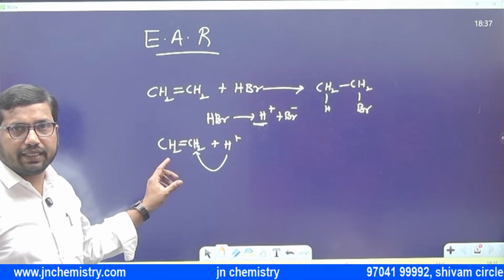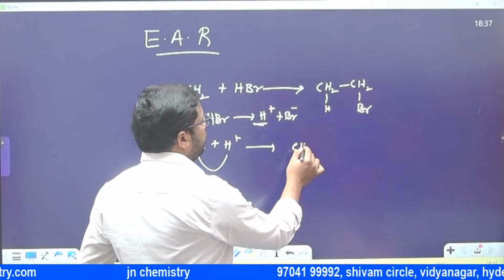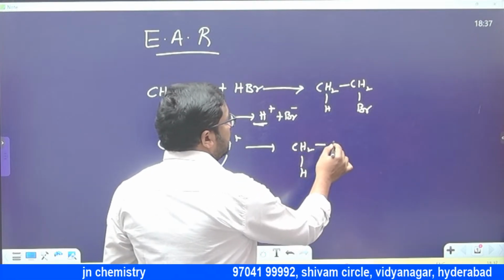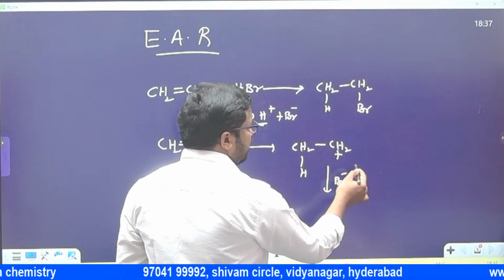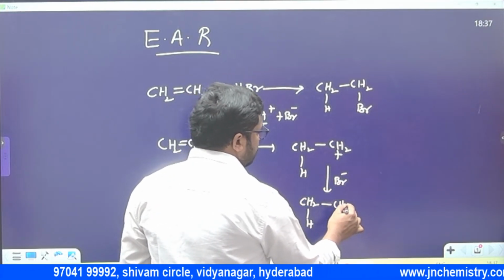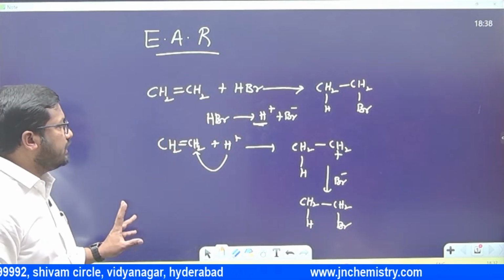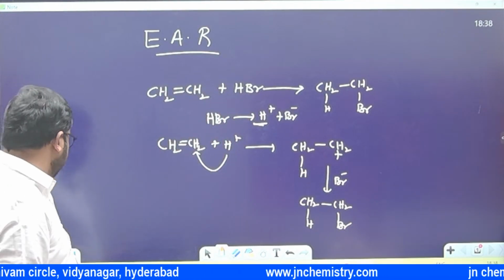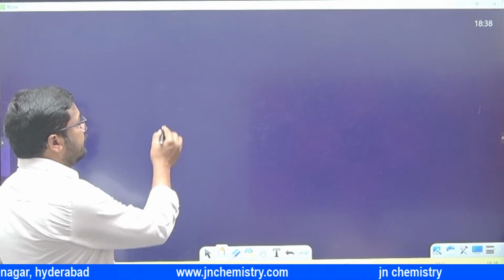Alkenes are of two types, symmetrical and unsymmetrical cases. That doesn't matter here. If I add on the left side, you get the carbocation. Then Br minus comes and attacks, giving CH3CH2Br. This is exactly what takes place. Last class we discussed this, and I gave you some questions, right?